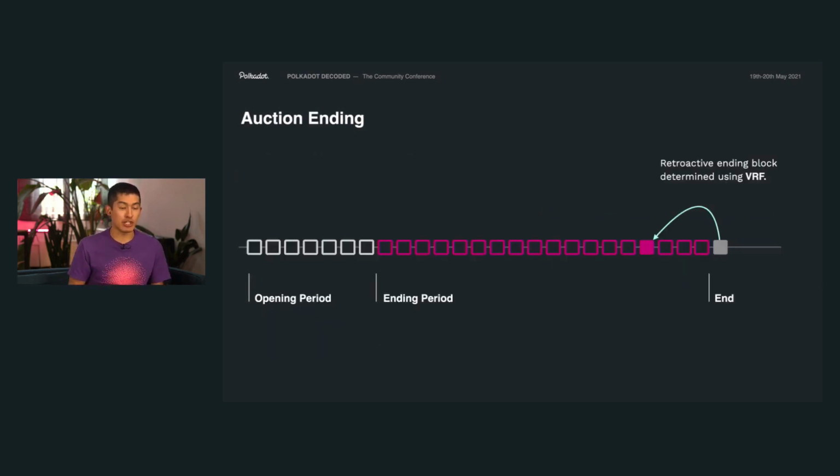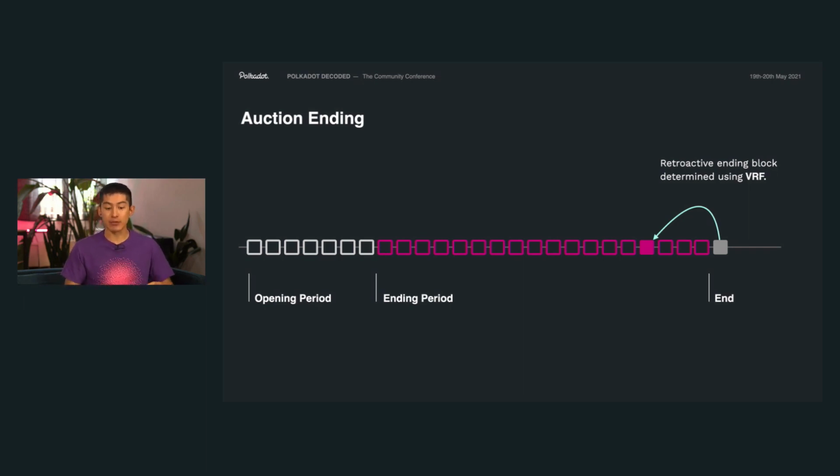Now, if you're familiar with blockchain systems, you would know that anything involving randomness is not very easy. So this is actually how we implemented the candle auction system on the blockchain. The auction is broken up into 2 main parts. First, we have an opening period, which is right after the auction has started.